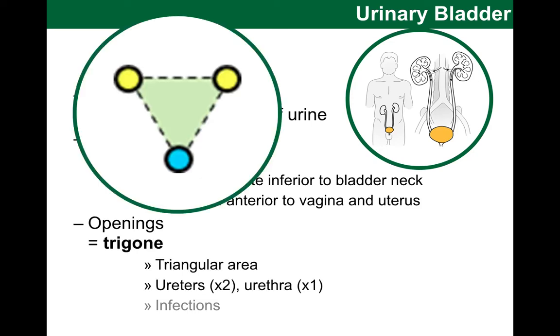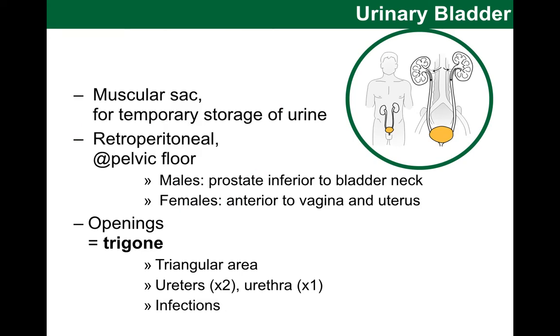The other thing that I want to talk about here is the openings that we have at the base of the urinary bladder. These make up an area called the trigone. This comes from the triangular shape left between the three openings. Posteriorly, two ureters, marked in yellow on this diagram. And anteriorly, the urethra, marked in blue on this diagram. And finally, the last thing for me to mention is the fact that we can end up with infections in this region. And we will see why soon.